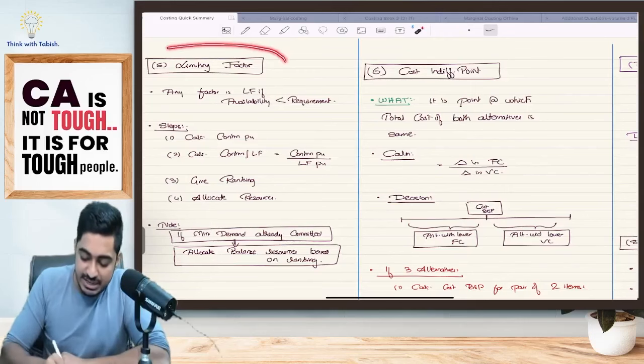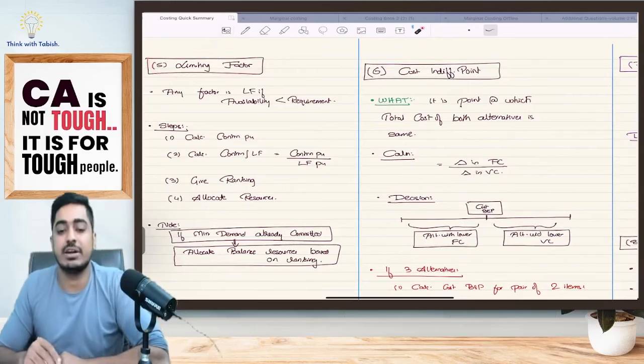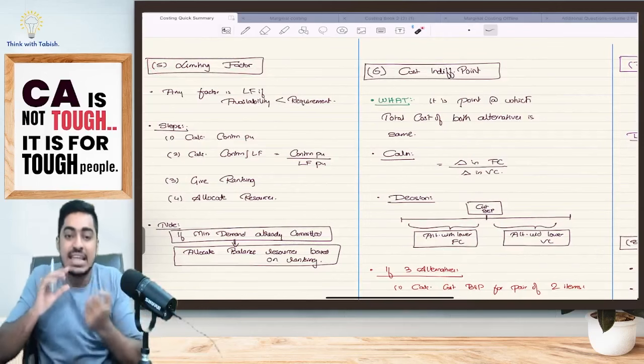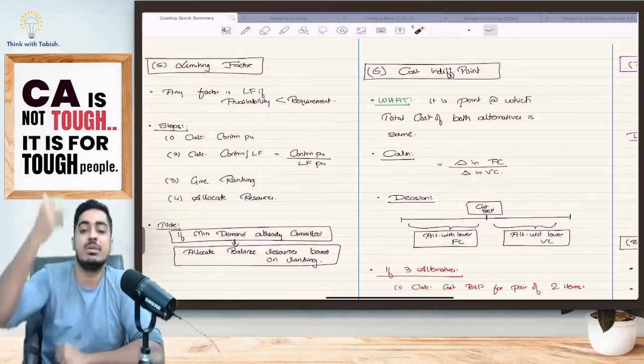Next concept is the limiting factor decision. Now what is a limiting factor? Any factor is a limiting factor whose availability is less than the requirement. That means how much is required, that much is not available.